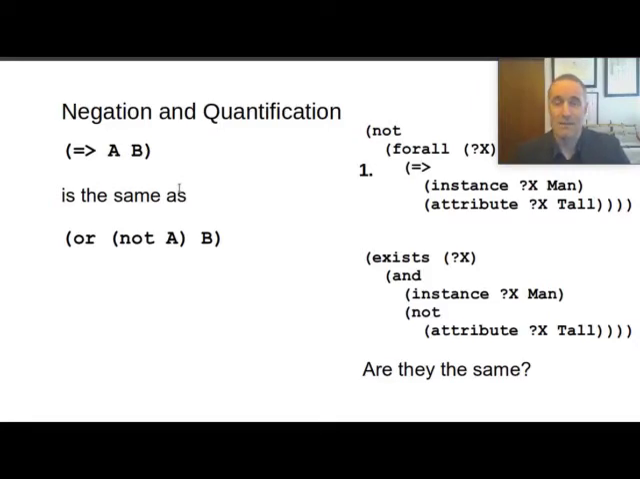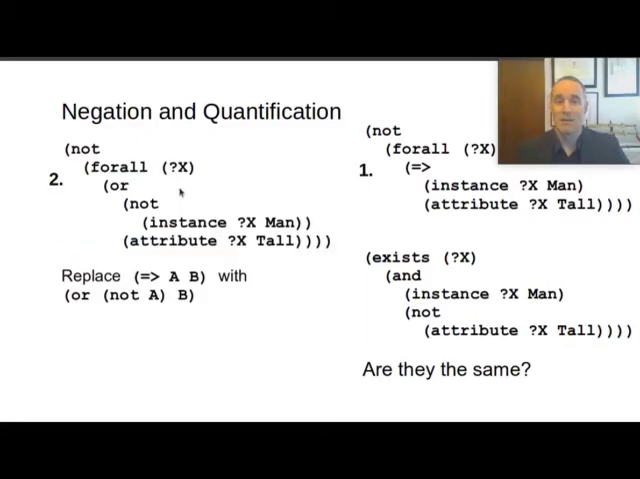So let's try to get from step one to the conclusion. So here we have a step two. This is the transformation of removing the implication. We've just proved with the truth table that this is a valid rule, that we can replace A implies B with not A or B. So we can go from step one to step two doing exactly that. The instance X man becomes not instance X man. The second part of the rule, attribute X tall, remains unchanged. And instead of an implication, we have an or sign. So hopefully you can see how we can get from 1 to 2 with the transformation rule just below it.